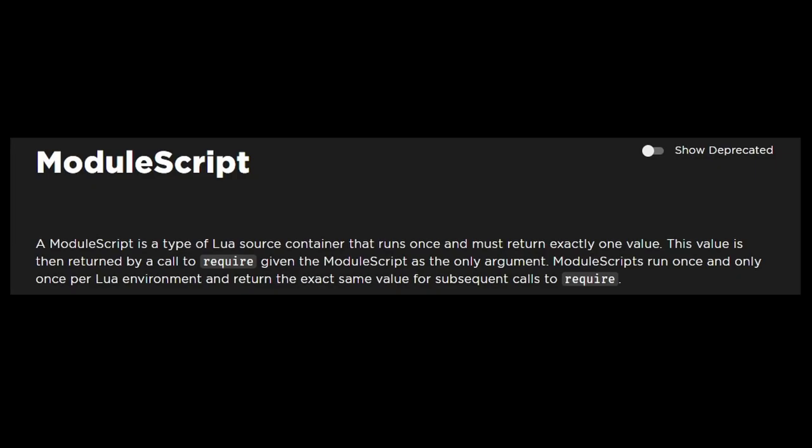Their description of a module script is, a module script is a type of Lua source container that runs once and must return exactly one value. This value is then returned by a call to require, given the module script as the only argument. Module scripts run once and only once per Lua environment, and return the exact same value for subsequent calls to require. Even after developing on Roblox for over a year and actually knowing what a module script is, that description already scares me.